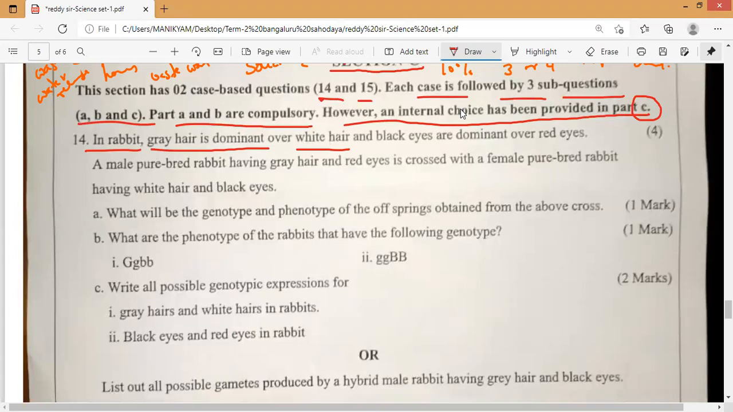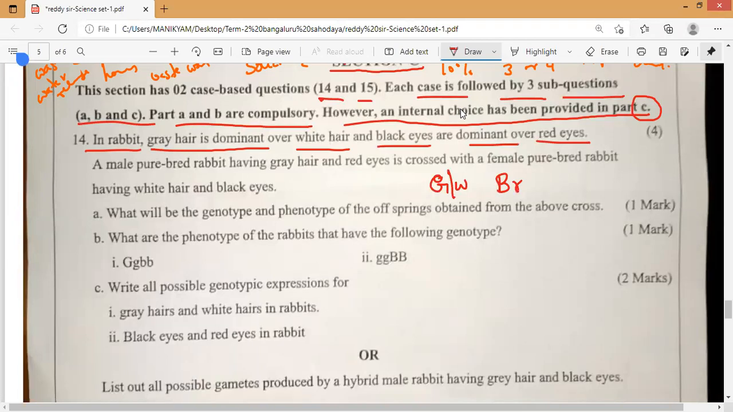Understand, everybody? And white hair is recessive, and black eyes are dominant over the red eyes. So here, who is the dominant? Everybody tell me. Gray hair, so capital G is the dominant. White hair, small w, is the recessive gene. Next, same way, black eyes, capital B, and red eyes, small r. Any doubt, guys? Please respond.